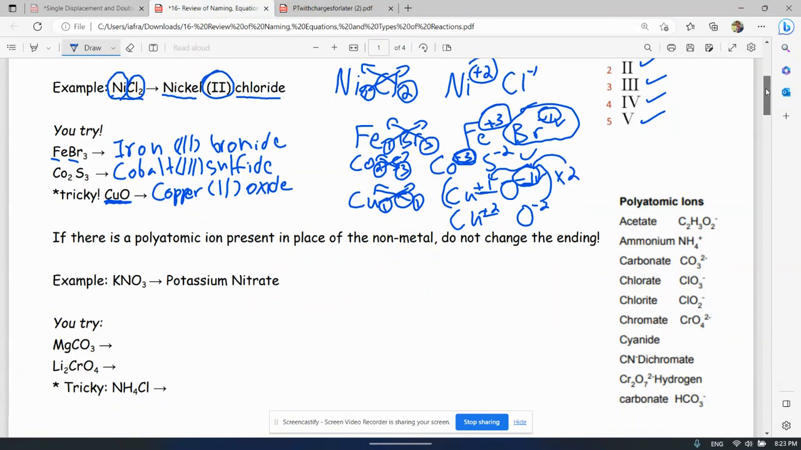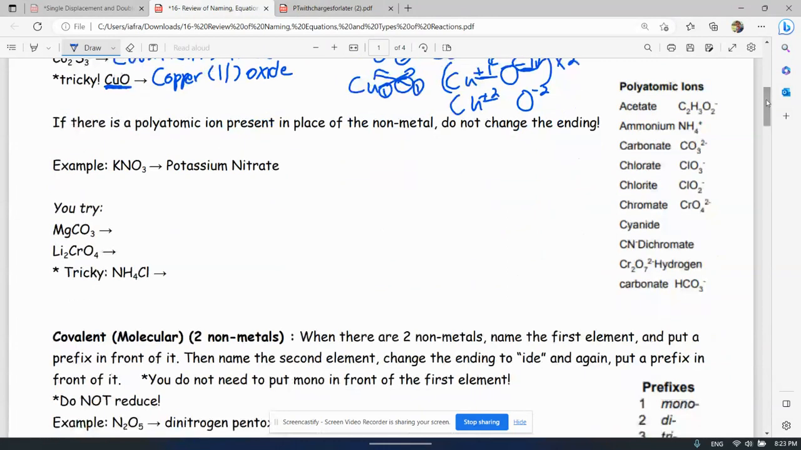Lastly, we're going to do some naming for more ionic compounds, but this time we're doing it for ionic compounds that contain polyatomic ions. Polyatomic ions are these ions over here. You'll be provided with them on the tests, quizzes, and assessments. And so when you're naming these, all you have to do is name the metal and then the polyatomic ion. That's it. You don't change the metal name. You don't change the polyatomic ion name.